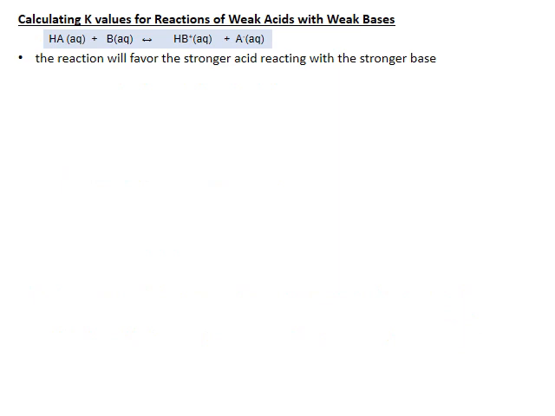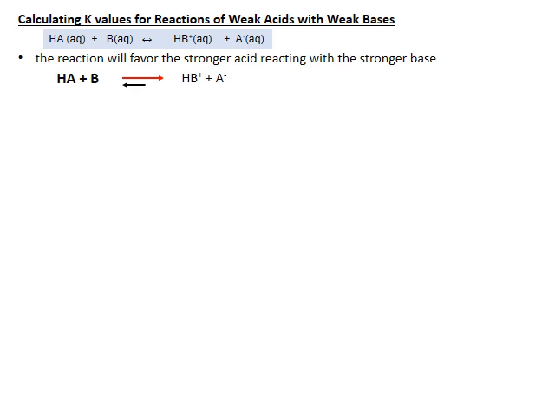First, let's look at how to predict whether these reactions will be product favored or reactant favored. The reaction will favor the stronger acid reacting with the stronger base. If the stronger acid and base are on the left side of the equation, the reaction will be product favored. To determine this, we first need to know which acid in the equation is stronger.